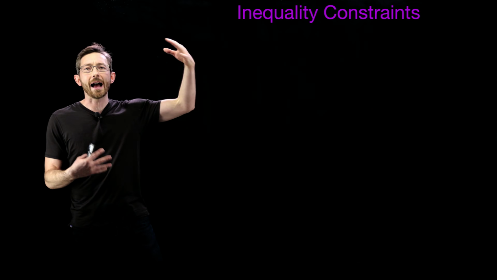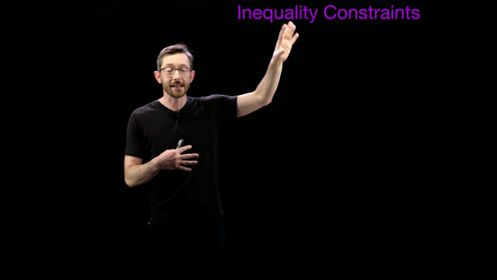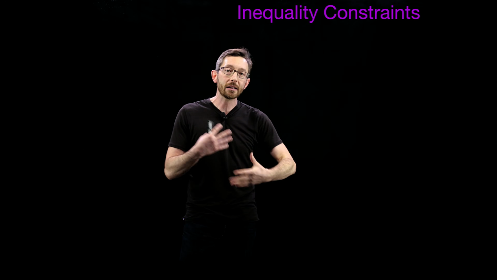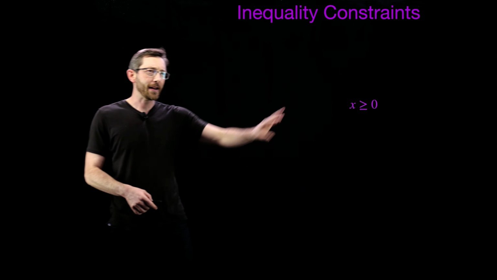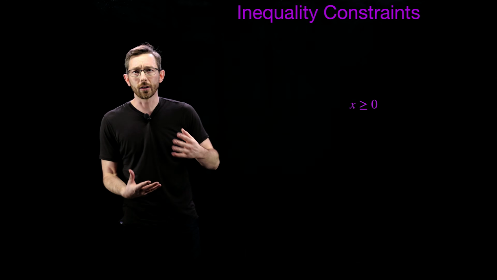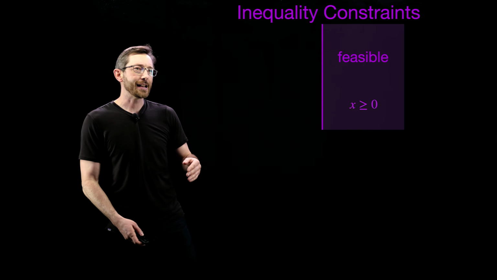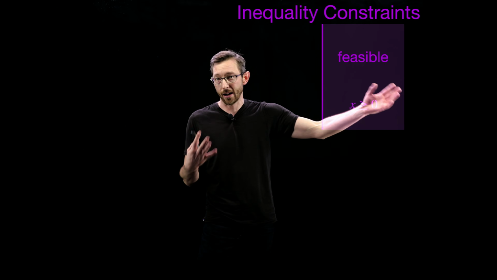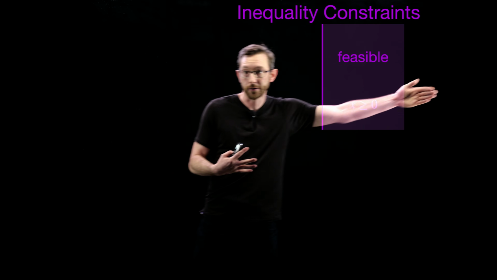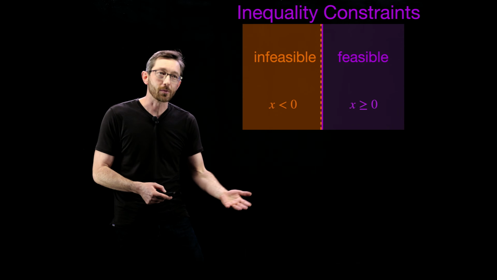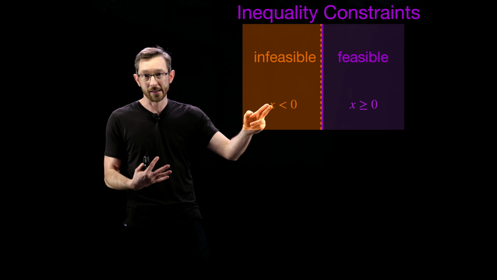I want to show you how you can take inequality constraints, which are going to come up all over the place in optimization theory, and build convex sets using these inequality constraints. So if I have something like the inequality constraint that my x variable has to be greater than or equal to 0, that sets up a feasible region in my optimization problem that is the right half plane, where x is greater than or equal to 0. It also establishes what's known as an infeasible region. The complement of that is the set x less than 0.